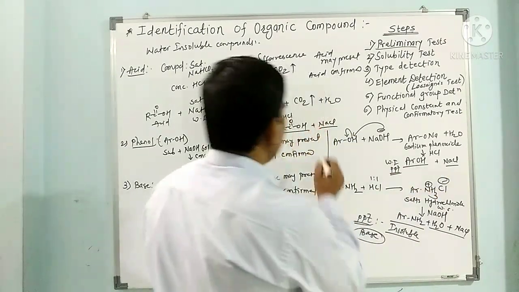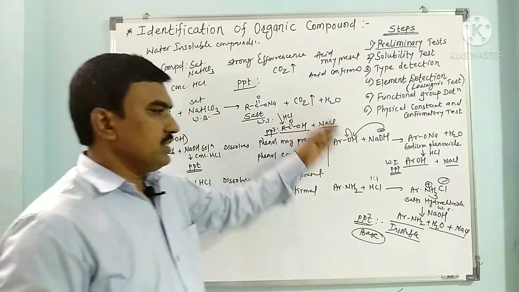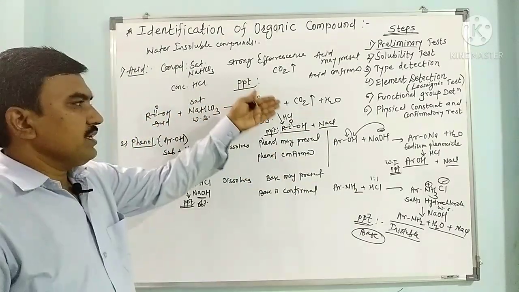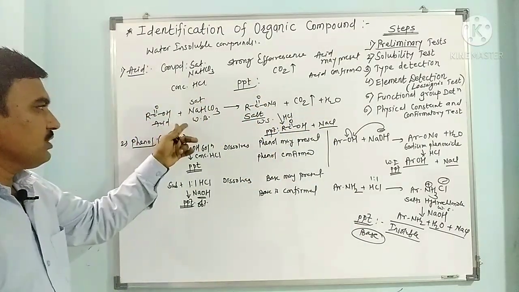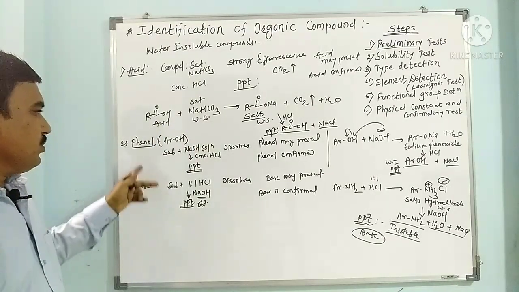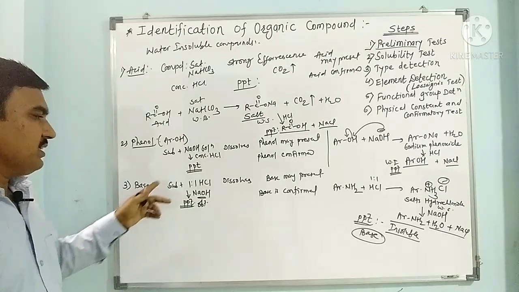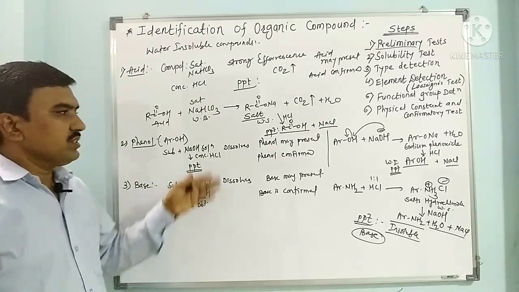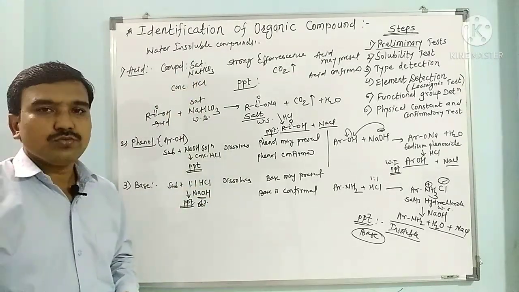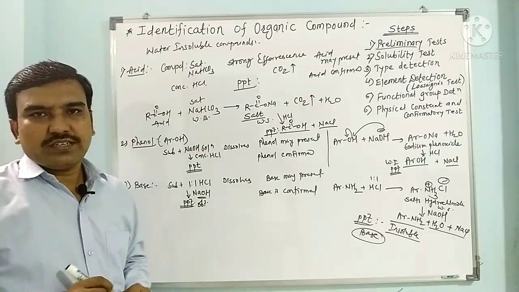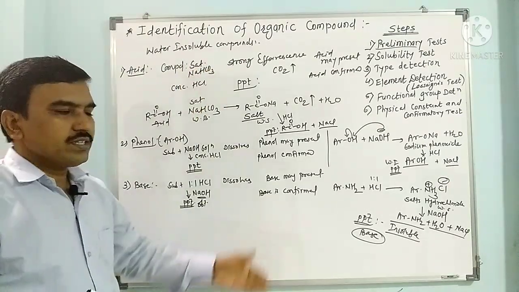Here there is phenol, here there is an acid. So in this way we can check acid by adding sodium bicarbonate. We can check phenol by adding sodium hydroxide. We can check base by adding HCl. So these are the different chemicals we can use to detect the type of the organic compound.